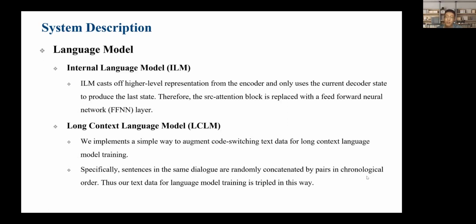Our target is conversational code-switching ASR, and leveraging context information has previously proven to be a significant factor in improving the performance of conversational ASR. We implement a simple way to augment code-switching text data for long-context language model training. Specifically, sentences in the same dialog are randomly concatenated by pairs in chronological order. Thus, our text data for language model training is tripled in this way. The paired sentences are used to train a standard transformer language model, which covers long context from the transcripts.